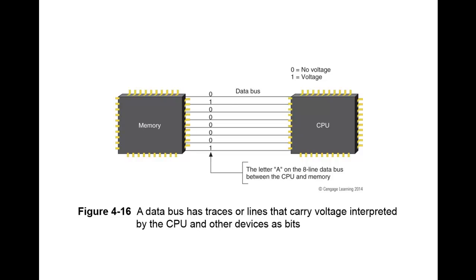Now, using this figure here, you can see that this is an 8-bit bus between the CPU and some memory, and it's transmitting the letter capital A. Now, the binary form of this is 0100 0001. Now, all bits of a byte are placed on their lines of the bus at the same time.